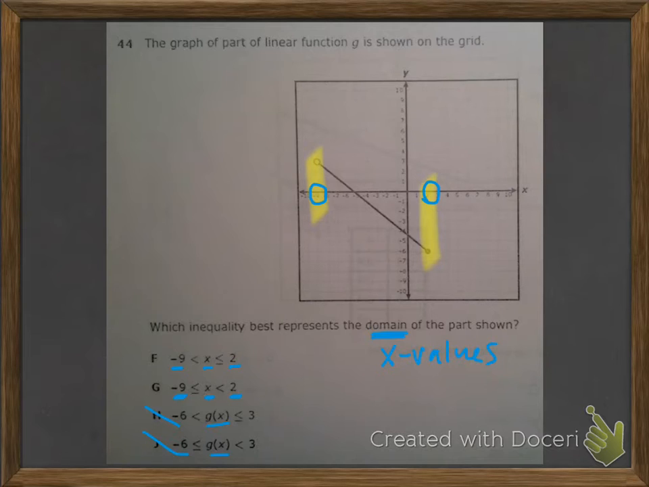inequality symbols. So to make sure I'm getting the right inequality symbols, I want to look at the type of dots at those numbers. At -9, I've got an open dot, which means I don't want the equal sign. I want to have just a less than sign. So I want this one on answer choice F. On the other side of the graph on number 2, I've got a closed dot right here.